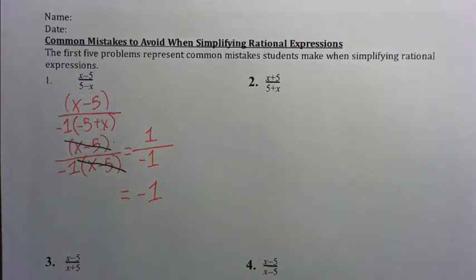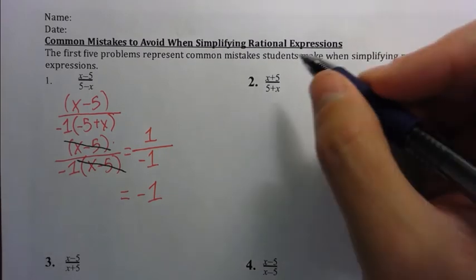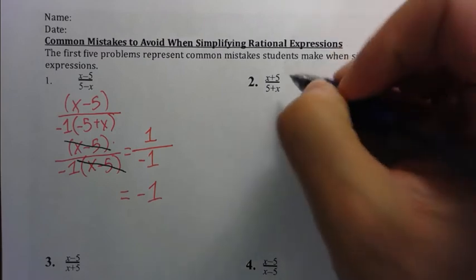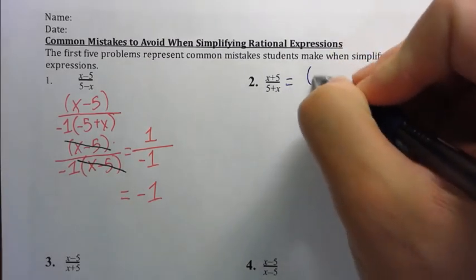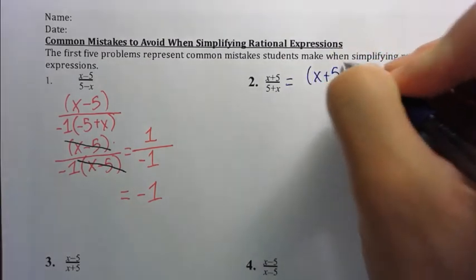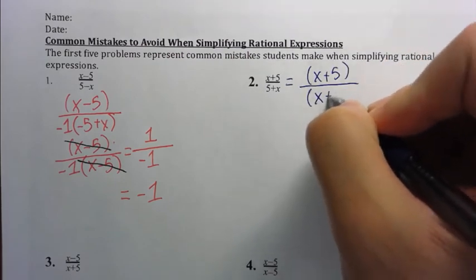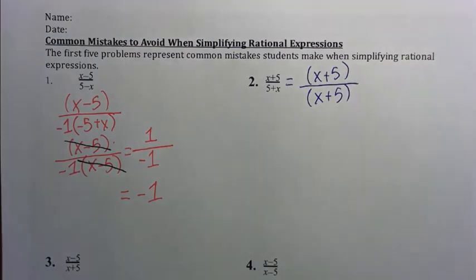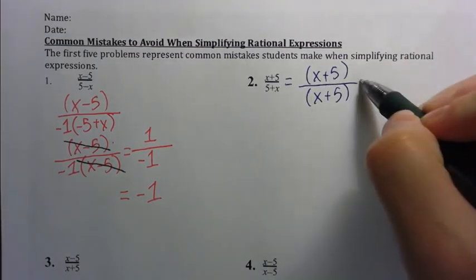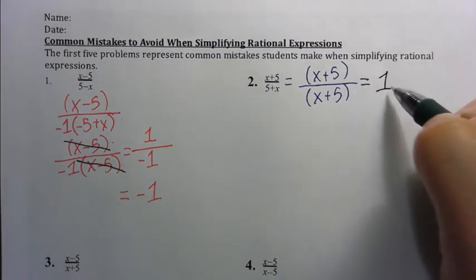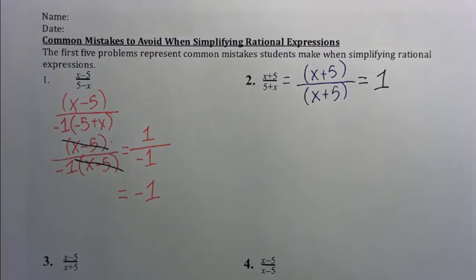Number 2, we have on the top x plus 5, and on the bottom 5 plus x. Well, those are the exact same, just in a different order. So I would first write it as x plus 5 on the top, and then rearrange the bottom one to be also x plus 5. And now I can just divide something by itself, and I just know that it's going to be equal to 1.